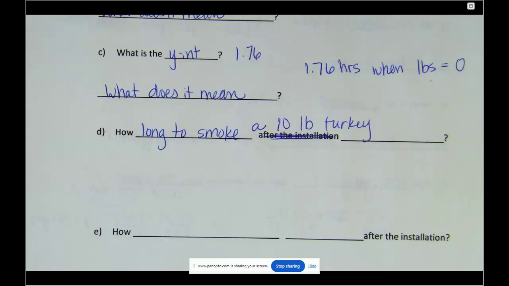A 10-pound turkey, I would say that's small, just in case you want to know about turkeys. That's a small turkey. I got a medium-sized turkey for Thanksgiving. It was 14 pounds.